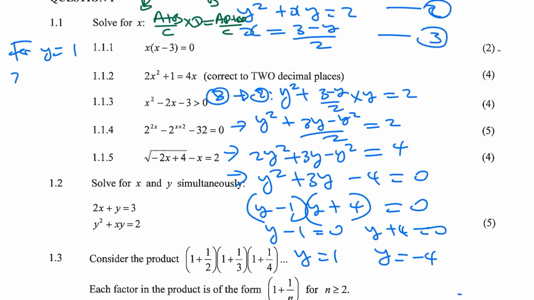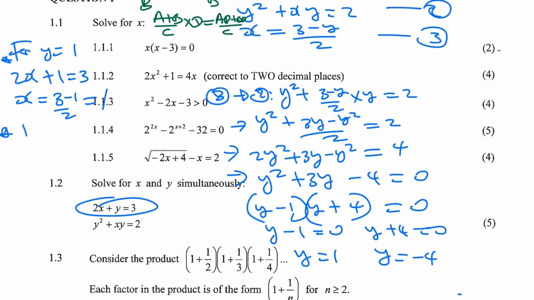So for y is equal to 1, we've got 2x plus 1 is equal to 3. I'm substituting in this equation. So your x is equal to 3 minus 1 divided by 2, which is just 1. Okay. And for y is equal to -4, what do you have? We get x is equal to, we've got 2x.